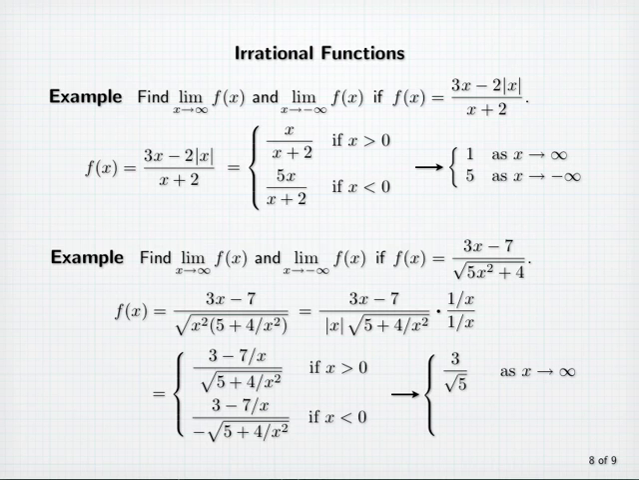Therefore, our function for negative x equals (3 minus 7 over x) divided by minus the square root of (5 plus 4 over x squared). Now again, 7 over x and 4 over x squared each go to 0 as x goes to minus infinity, and therefore as x goes to minus infinity, f of x approaches minus 3 over the square root of 5.